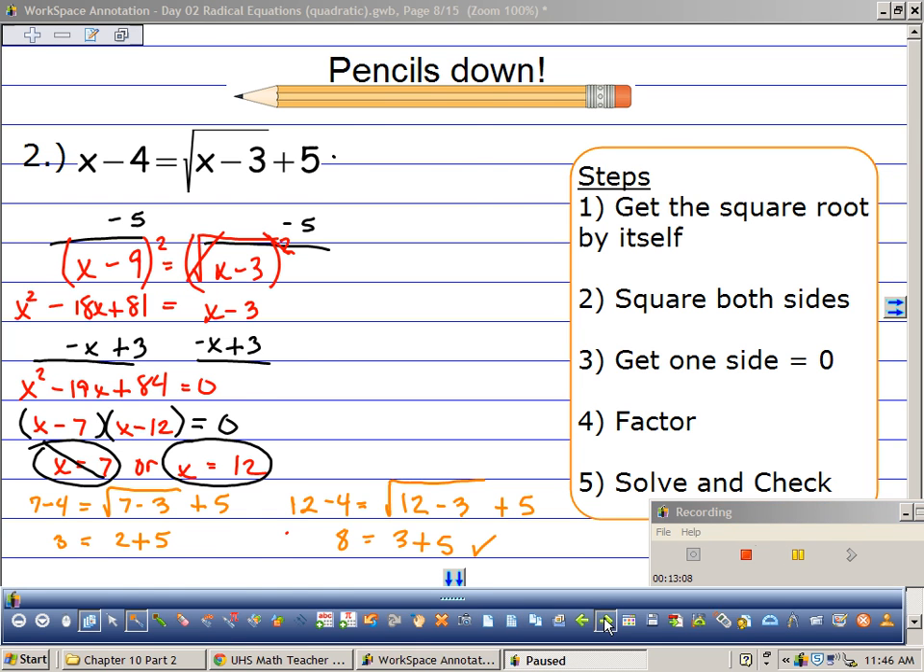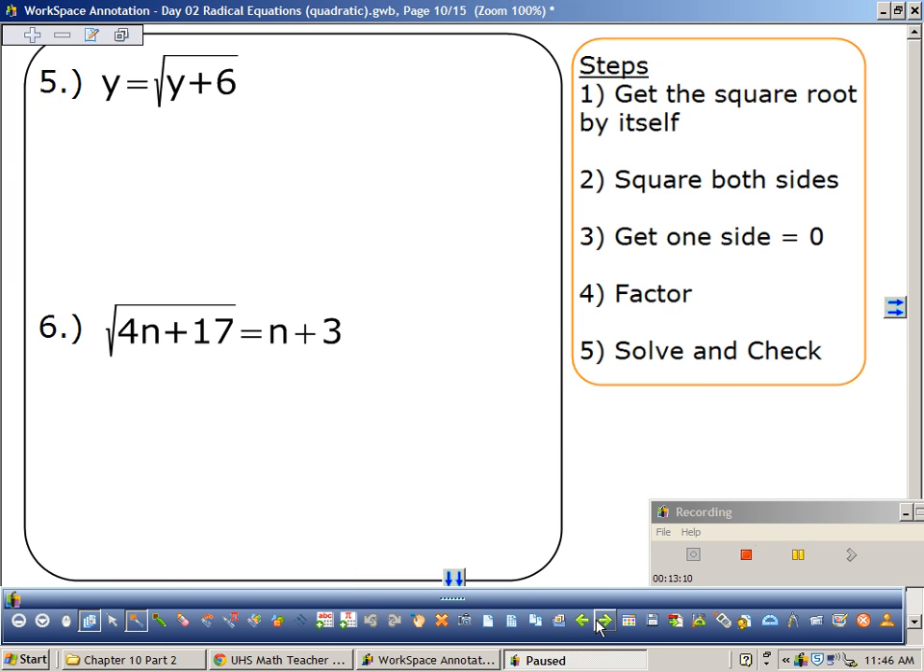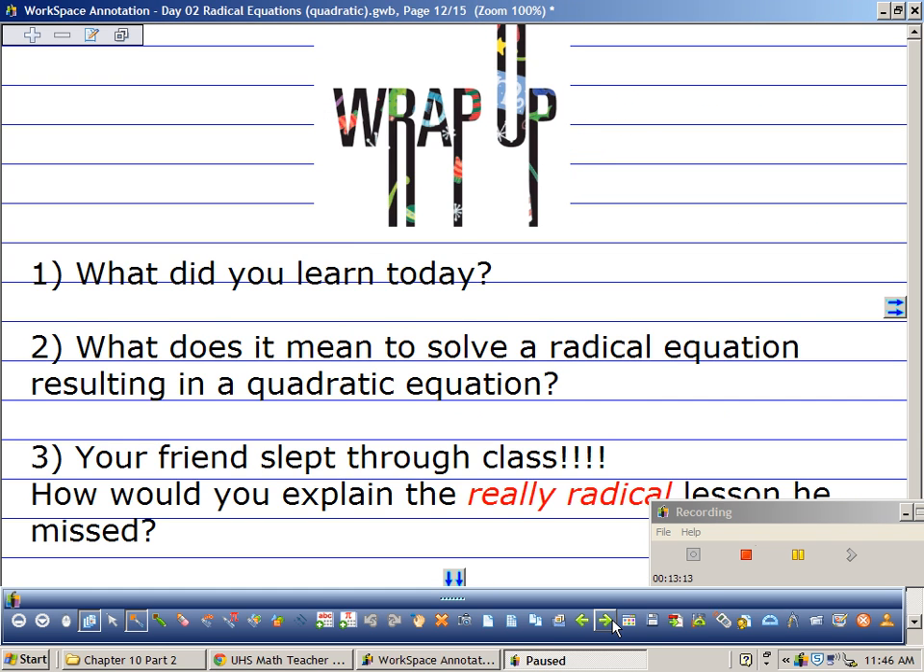Let's pause real quick and then come back to this. What did you learn today? Sandwiching. That's the method we use. What were we trying to find? Radical equation. Solving radical equations. Excellent. What does it mean to solve a radical equation resulting in a quadratic equation? That it doesn't work. We found solutions that don't work. We found that on Monday, though, too. But this time we didn't just solve for x. We also had to factor.